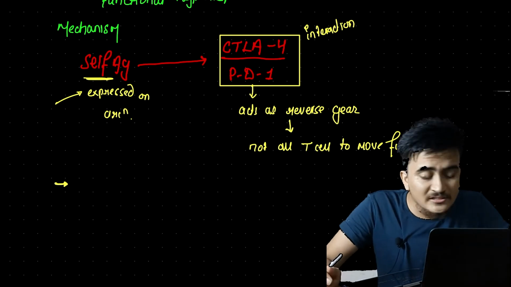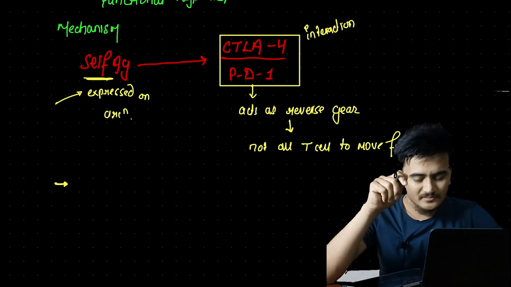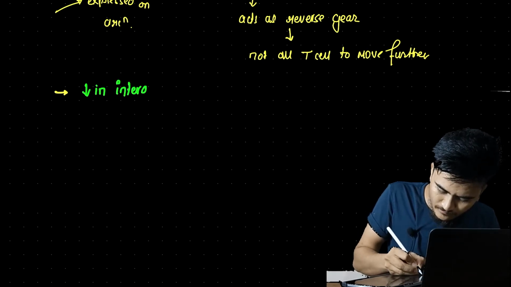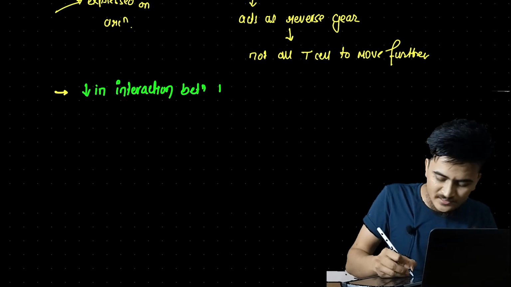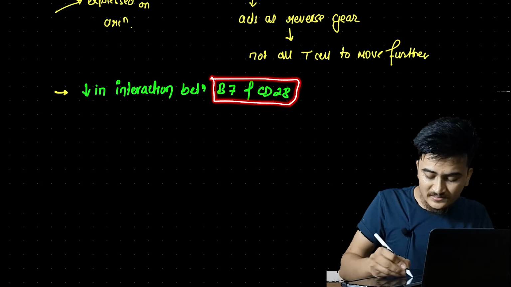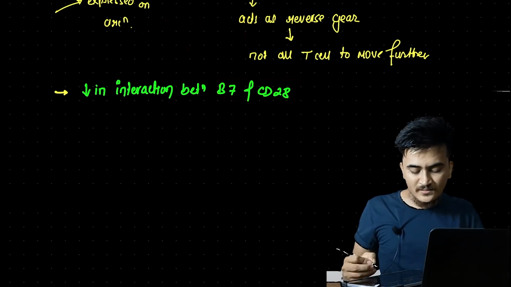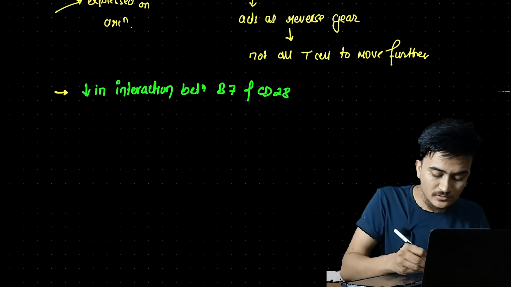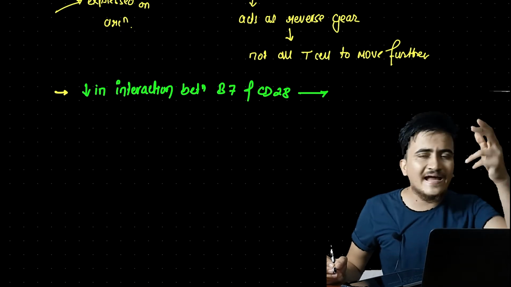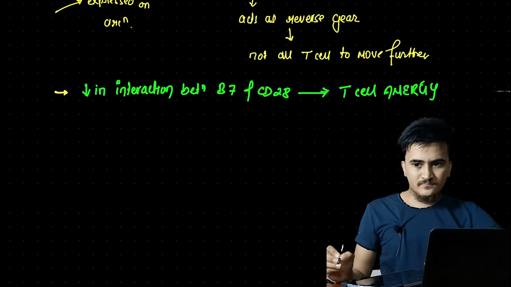The decrease in interaction between B7 and CD28, and we have learned these things in our B cell and T cell lecture. Interaction between B7 and the CD28 molecule. These two were responsible for causing the co-stimulatory signal. A decrease in interaction between B7 and CD28 will cause no co-stimulatory signal, because of which the T cell will not be completely activated, and that condition we described as T cell anergy.